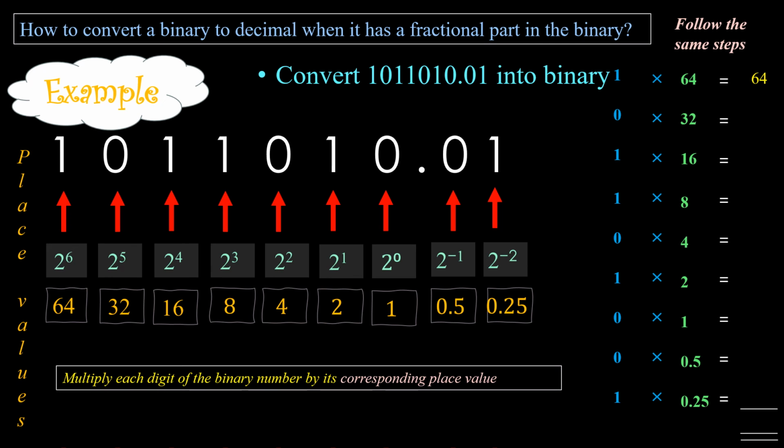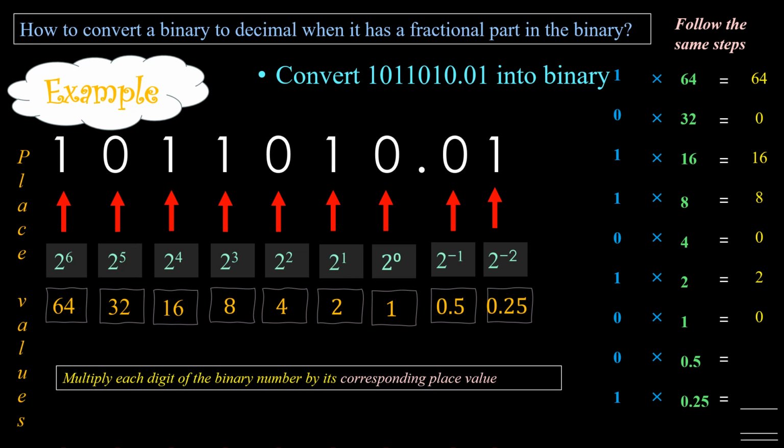When you multiply 1 by 64, you get 64. Then you multiply 0 by 32, you get 0. 1 into 16, you get 16. 1 into 8, you get 8. 0 into 4, you get 0. 1 into 2, you get 2. 0 into 1, you get 0.